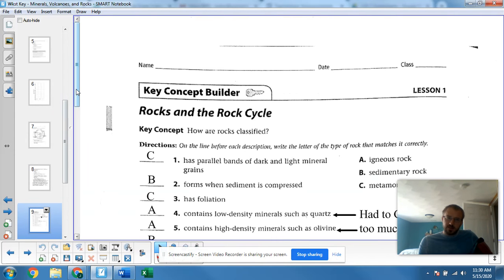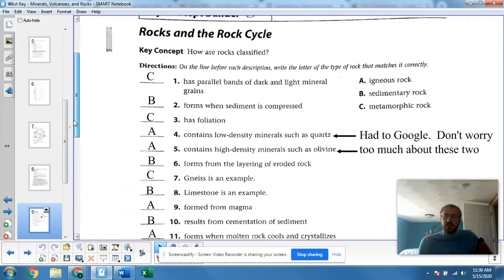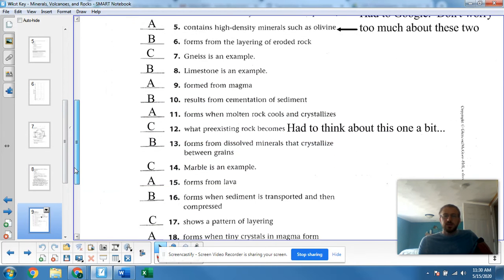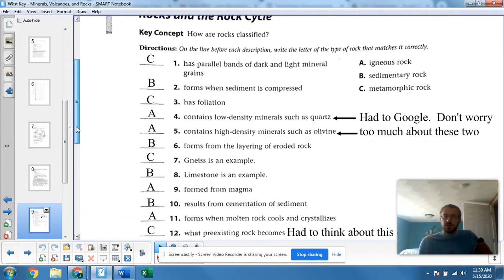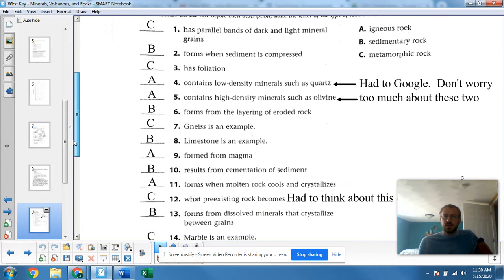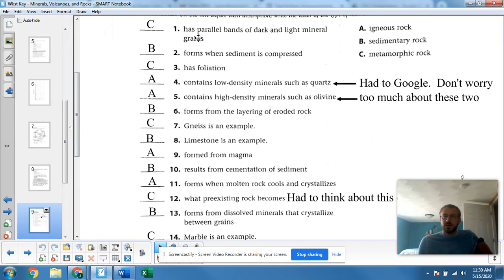And that brings us to the last worksheet from last week, page 9. There's some that I added a little bit of notes to here, and I'll explain those. Otherwise, take a look at the fact that parallel bands of dark and light is metamorphic, or layers. When sediments compress, obviously sedimentary. If it has foliation, which is the fancy word for layers, it is metamorphic.